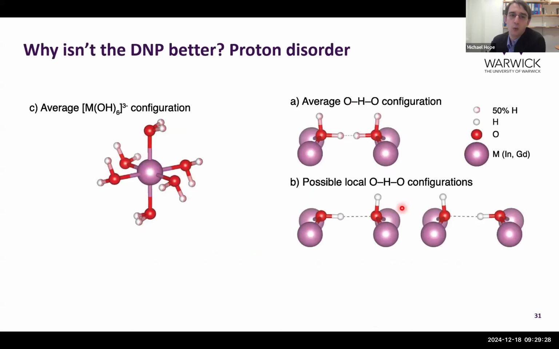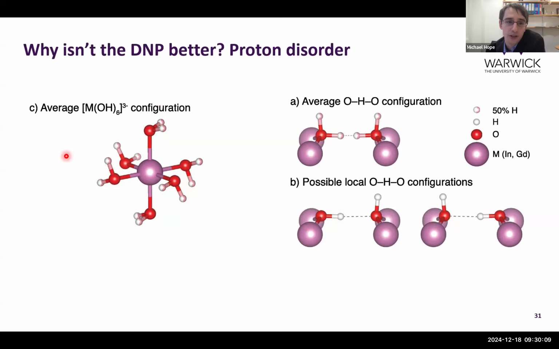Okay, now let's have a think about why we're not getting better DNP. And as I alluded to earlier, this comes down to the proton disorder. So shown here is the metal site and the average coordination, which is roughly octahedral. But each oxygen has 2 proton sites, which have 50% occupancy. And so this obeys ice rules. So each oxygen has to have 1 covalent bond and 1 hydrogen bond. But there's 2 possible ways of doing that.